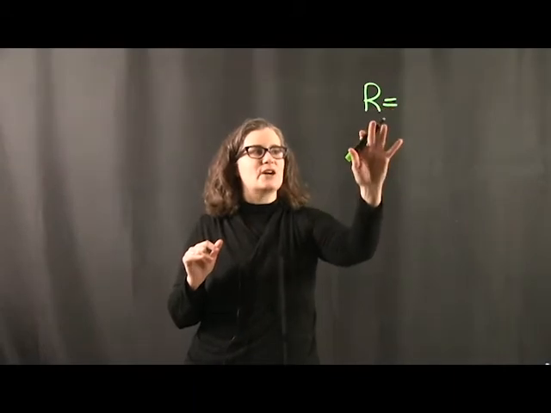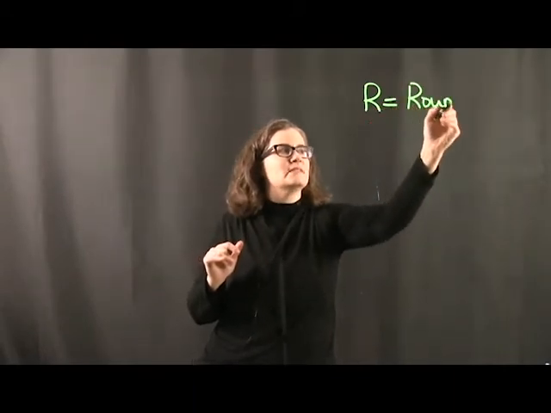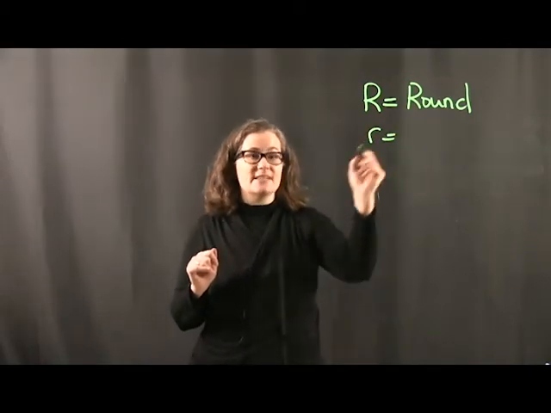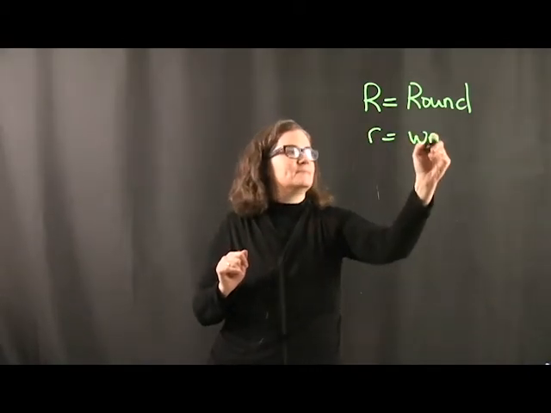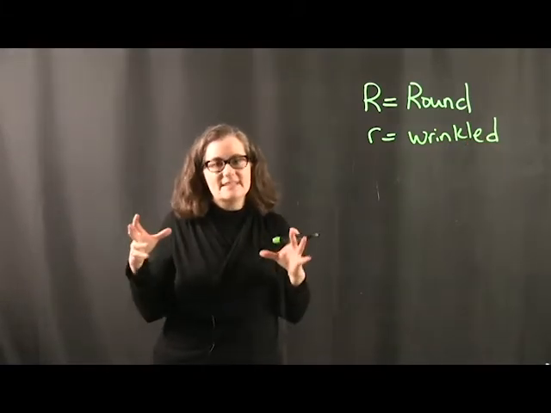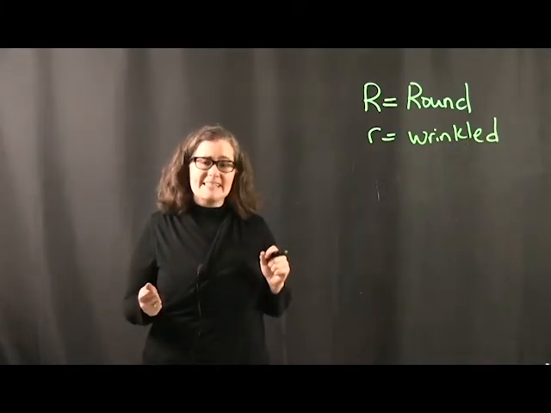For this problem, I'm going to allow a capital R to equal round seeds, and then I'm going to allow a lowercase r to equal wrinkled. So those will be our two allele choices for this complete dominant cross. So now I want to set up my Punnett square.